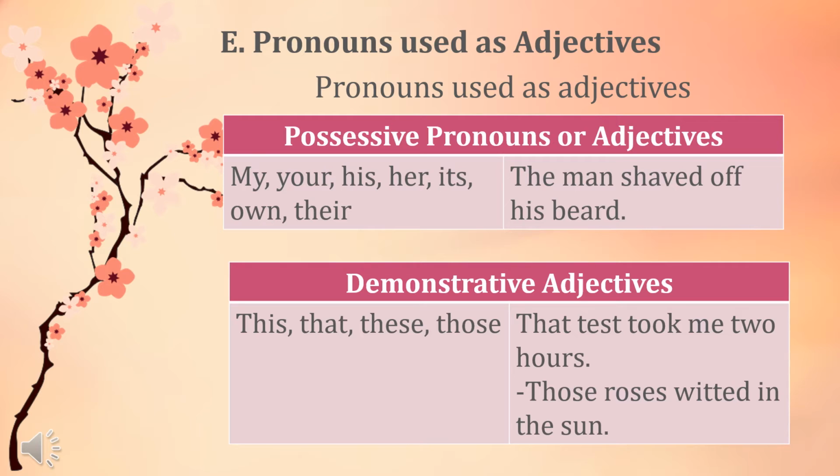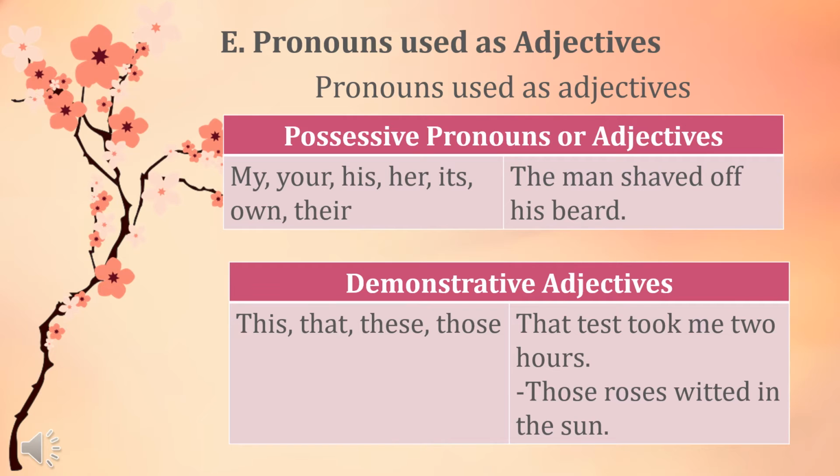When we say possessive pronouns, these are the pronouns or panghalip talking about my, your, his, her, its, our, their. Possessed by someone. No, it is owned by someone. If we're going to use those possessive pronouns as adjectives, then let's have this sentence. The man shaved off his beard. Now, in this sentence, the possessive pronoun his acts as an adjective. It modifies the noun beard, or it describes the noun beard.